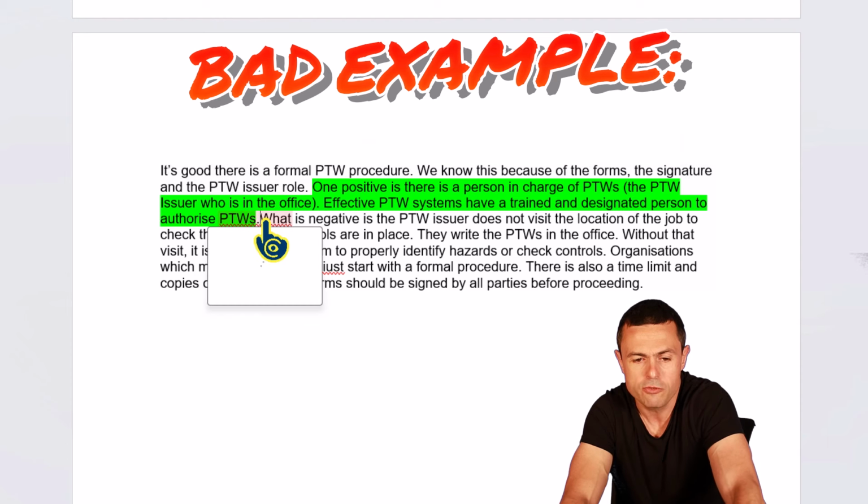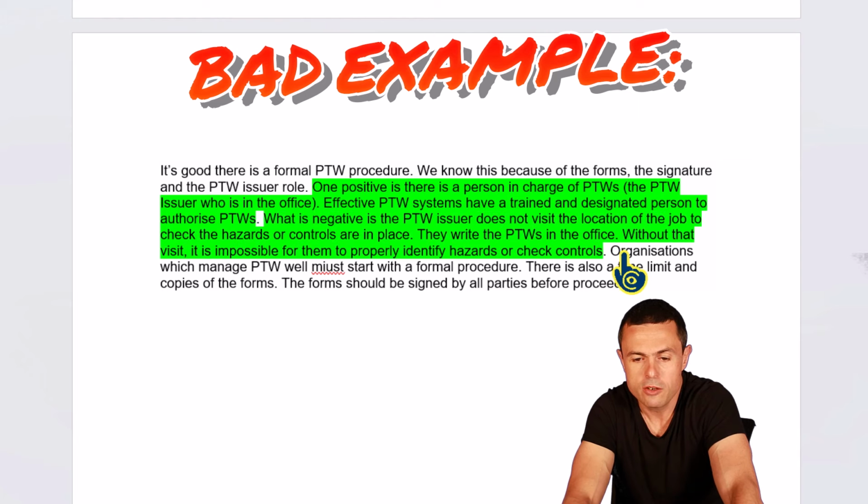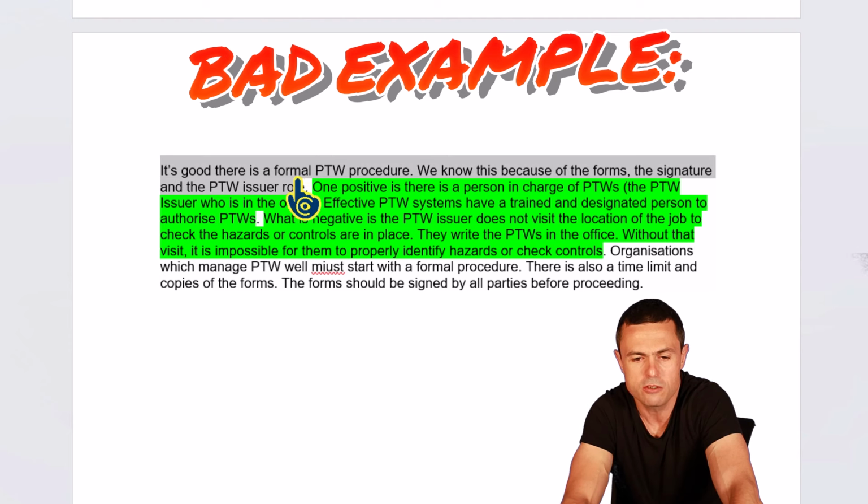What is negative is that the PTW issuer does not visit the location of the job control. Right, so we've got a whole thing there. That's worth a mark, I think. Organizations which manage PTW well must start with a formal procedure. All right, great. All right, so what? Oh, hang on. Isn't that kind of connected to what was said up here? Yeah, all right. So why didn't you just finish making your point? Oh, my goodness. What a jumbled mess.